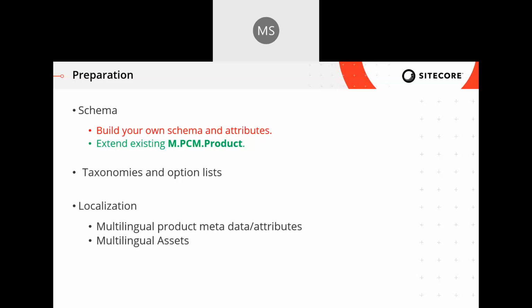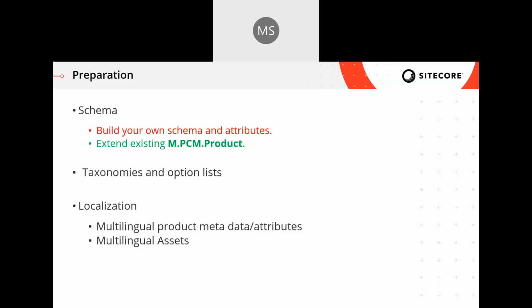So the correct approach here is basically to extend the m.pcm.product, just add your section fields and fields into that schema. The reason behind it is that all new and upcoming features will be built around this m.pcm.product, so you don't want to lose that. So just go with the out-of-the-box one and just extend it.